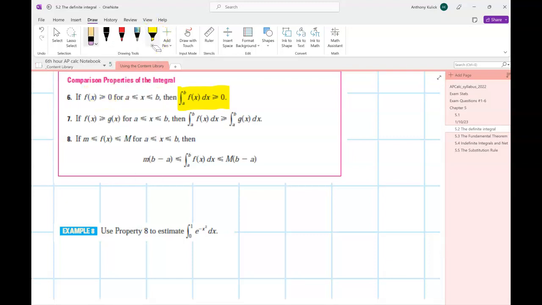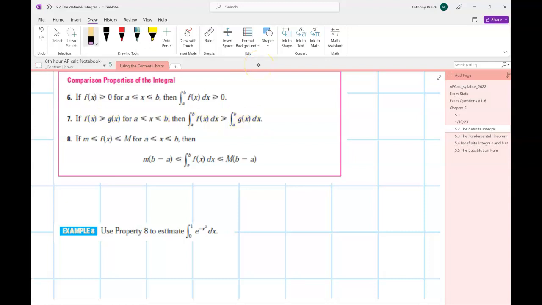Okay. Next one. If one function is bigger than another function over the entire interval, then the integral of that first function has to be bigger than the integral of that second function. If it's always above it, the area of the one on top is going to be more than the area of the one on bottom. Of course, right? Everybody's okay with that?